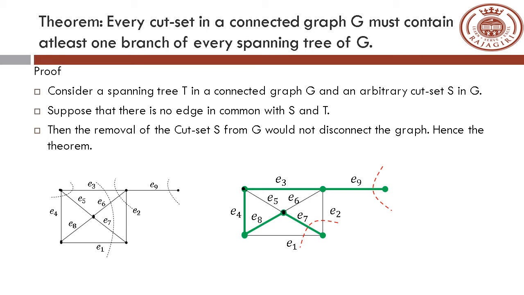Similarly, if you are removing E9 from the graph, it will be disconnected into two components with one isolated vertex. Suppose that there is no edge in common with S and T. Consider some of the edges E5, E6 and E2. If you are removing these edges from the graph, it will not be disconnected. Then the removal of a cut set S from G would not disconnect the graph. That means a cut set should contain at least one edge from the spanning tree. Hence the theorem.